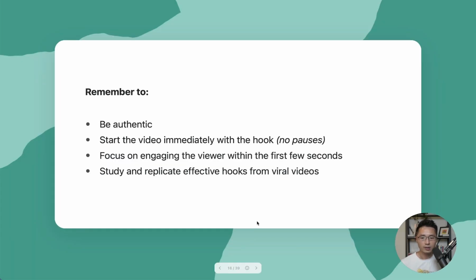So when you try to come up with your own audible hook or visual hook, remember to just be authentic. Start the video immediately with the hook. There shouldn't be any pauses in the beginning. Focus on engaging the viewer within the first few seconds, because the first few seconds is all you have to capture their attention. And it's always useful to study and replicate other creators' effective hooks from their viral videos. Don't copy the hook exactly, like word by word, but you can definitely take inspiration from them and then add your own elements to it and make it your own.